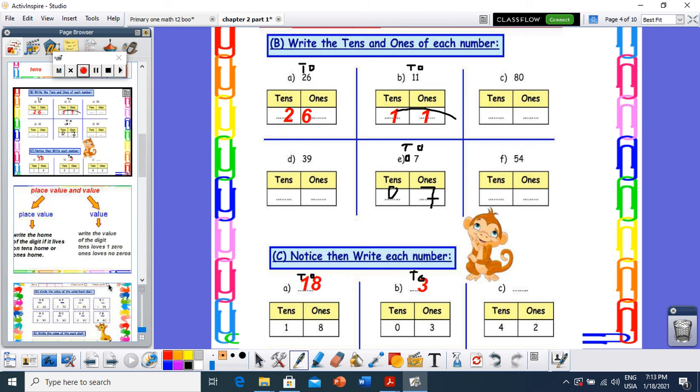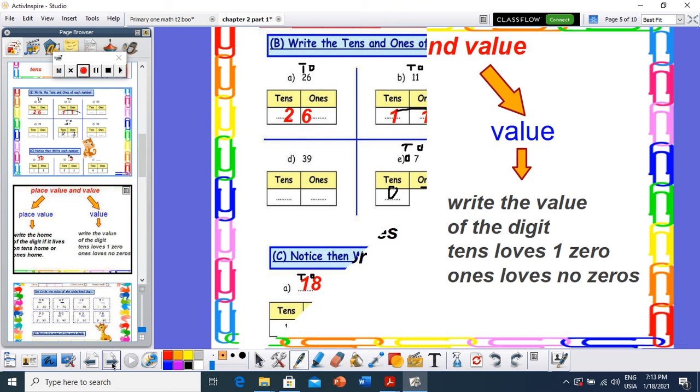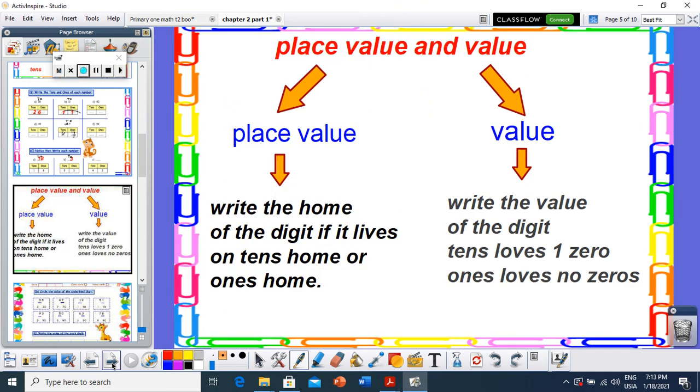Okay. Now let's know the new concept, what the meaning of the place value and the value and how can I differentiate between them. Okay, I will give you an example, the same example, 25. So I will write 25 again and I need to know what the difference between the place value and the value. Place value means I will ask on the place. I will ask where the digit lives. The digit lives where? On the ones home or the tens home. So for example 25, 5 will be the ones and 2 will be the tens.